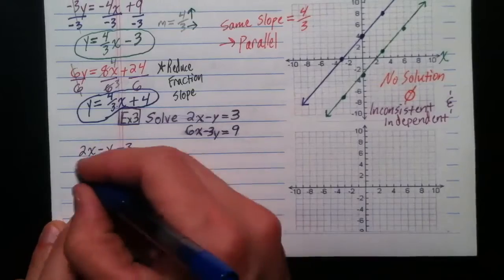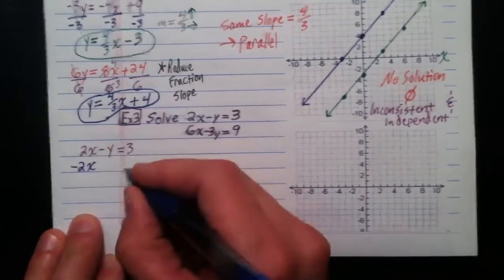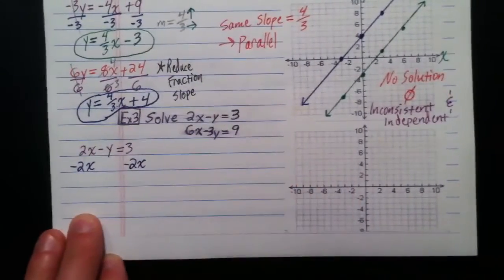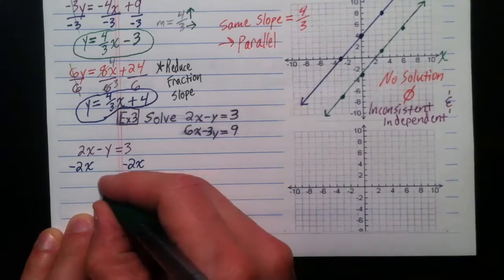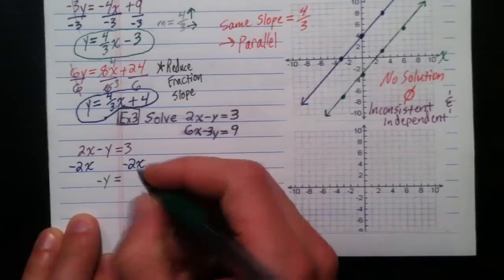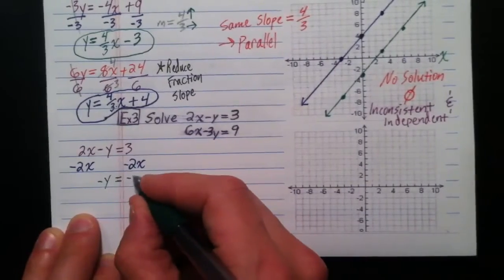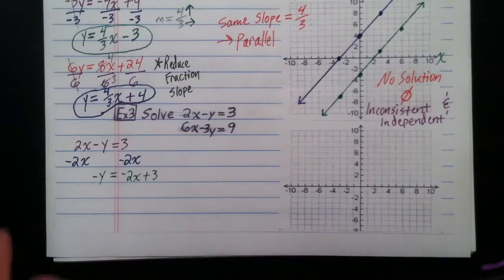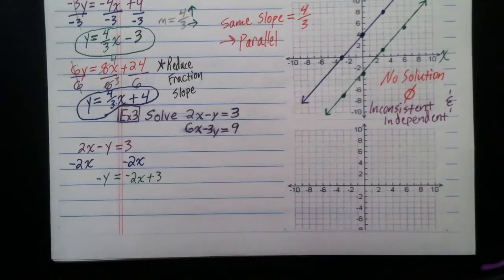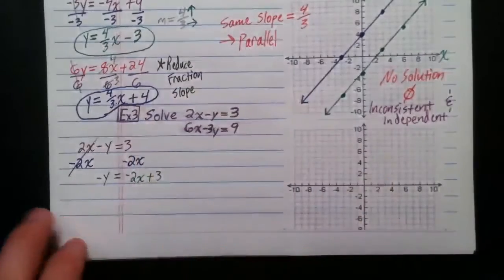Solving this for y, get the x term on the other side, so subtract 2x, subtract 2x. This leaves us with a negative y on the left-hand side and a negative 2x plus 3 on the right-hand side. Or 3 minus 2x, however you want to write that. Okay. X terms cancel out.